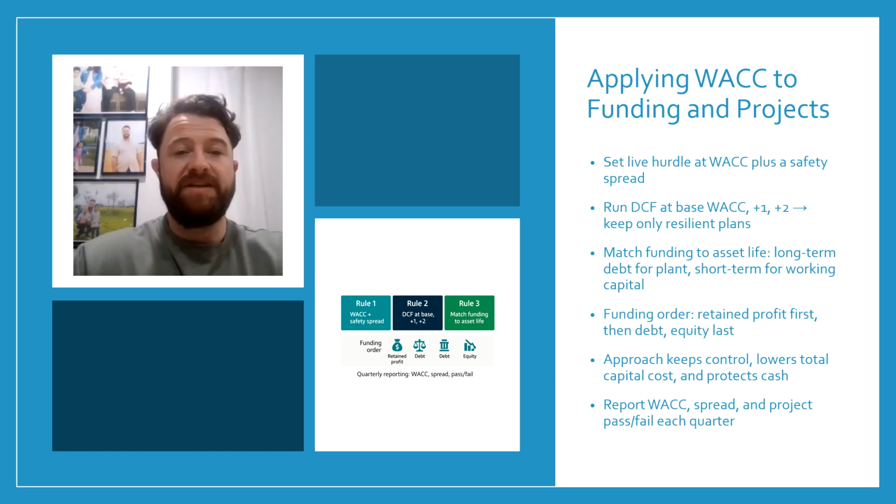3. Match funding to asset life. Use long-term debt for plant and brand, short-term lines for working capital. With WACC this low, retained profit remains first, then debt, then equity if needed. This keeps control, lowers total capital costs, and guards cash. Report WACC, the spread, and pass or fail for every plan each quarter.